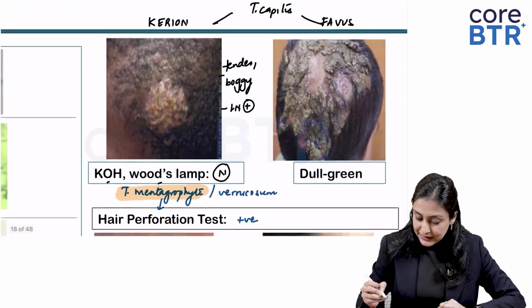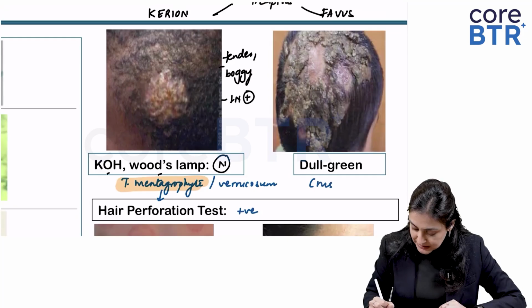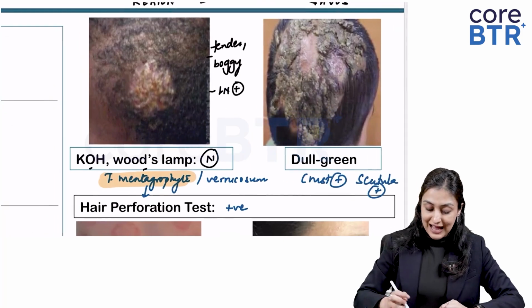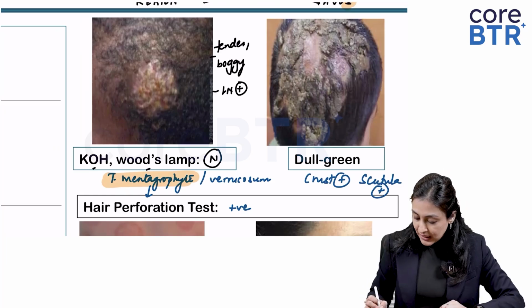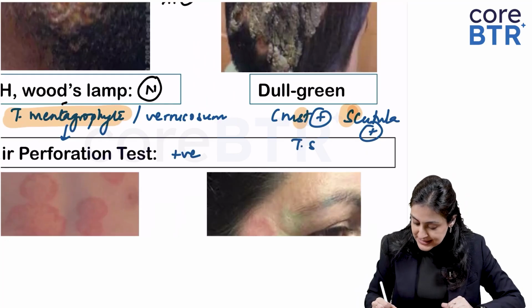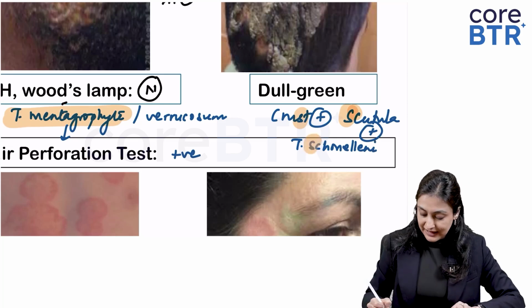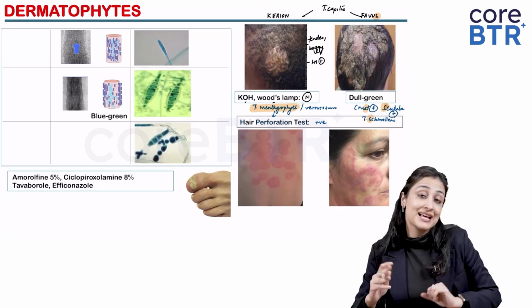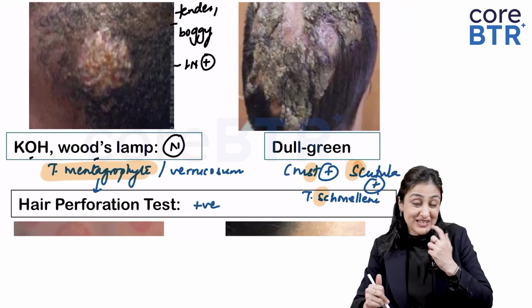Apart from that, favus. Favus is where you see crusting. You see scutula. So remember favus: scutula, crusting. And you know the cause, the most common cause is T. schoenleinii. So just remember S: everything which has an S is favus. Everything that does not have an S is kerion. So that topic gets finished with an S.